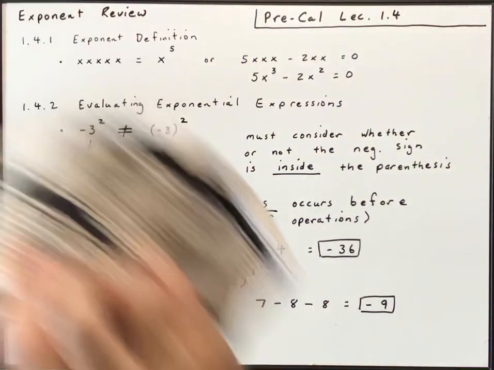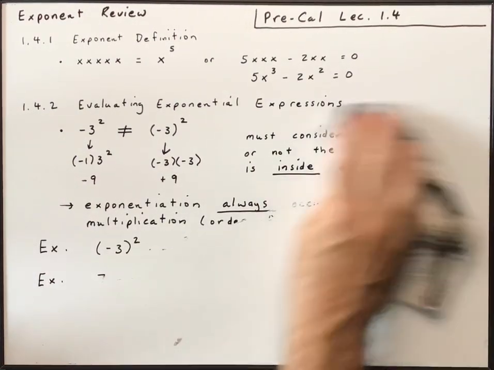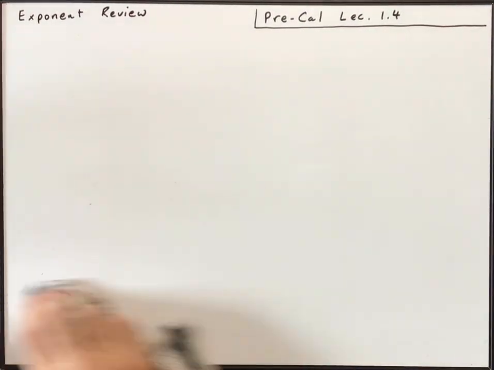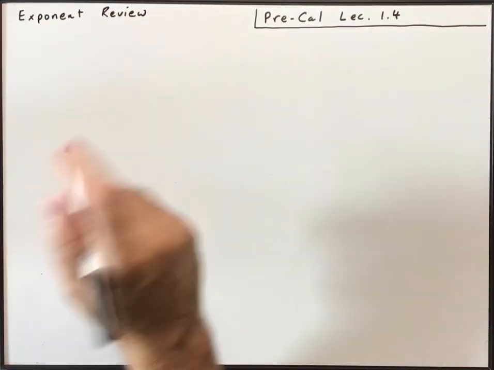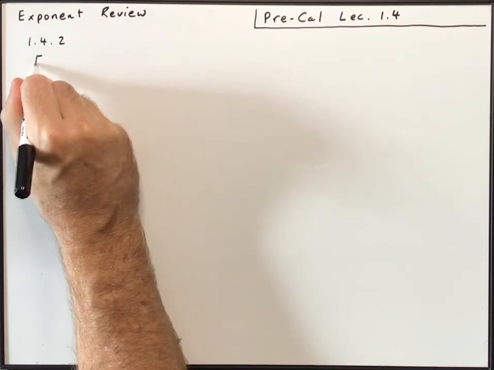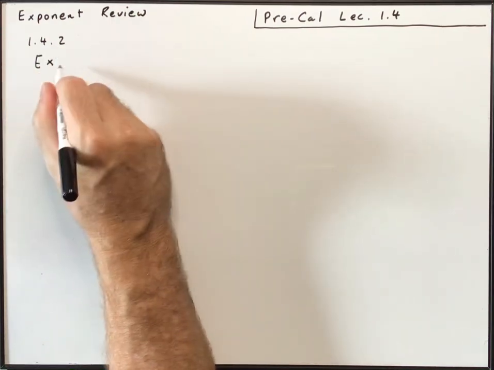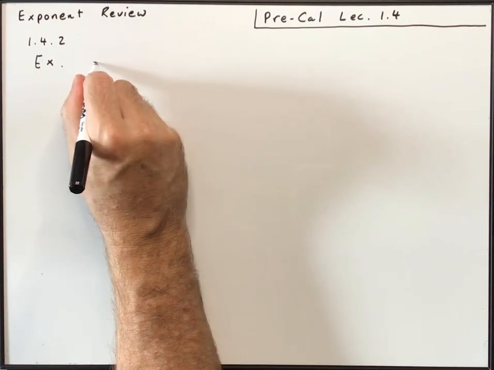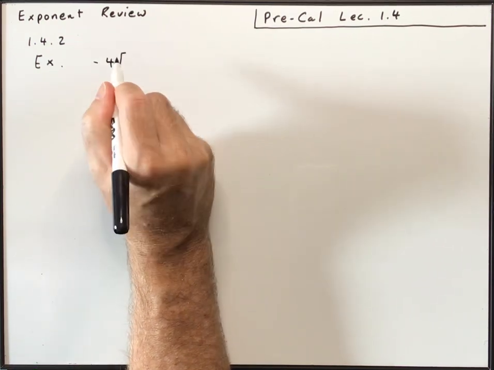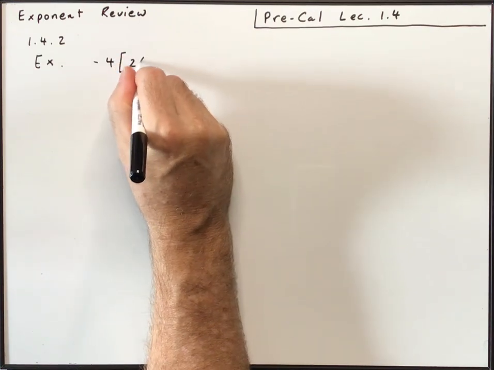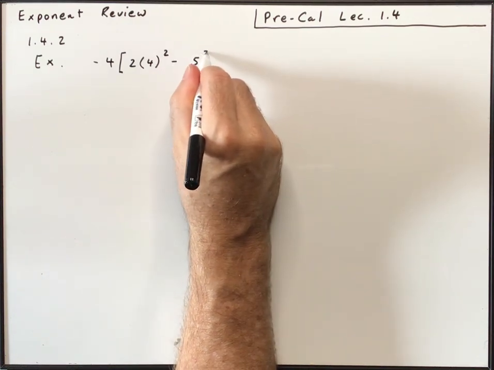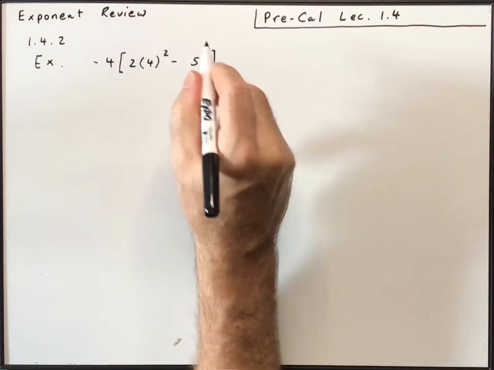All right. We're still within 1.4.2. Got more example problems to go. So the next one is, all of these you want to evaluate. That's the instruction: to evaluate. So negative 4 and then a bracket. We have 2 times 4 squared minus 5 squared, all squared.